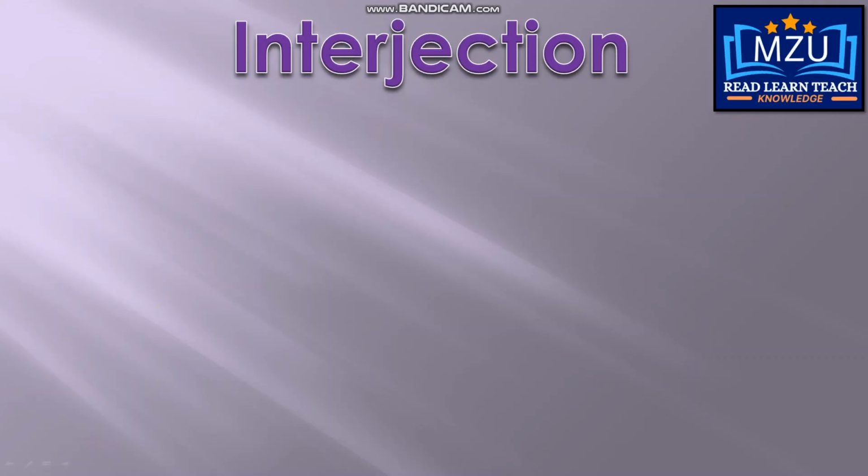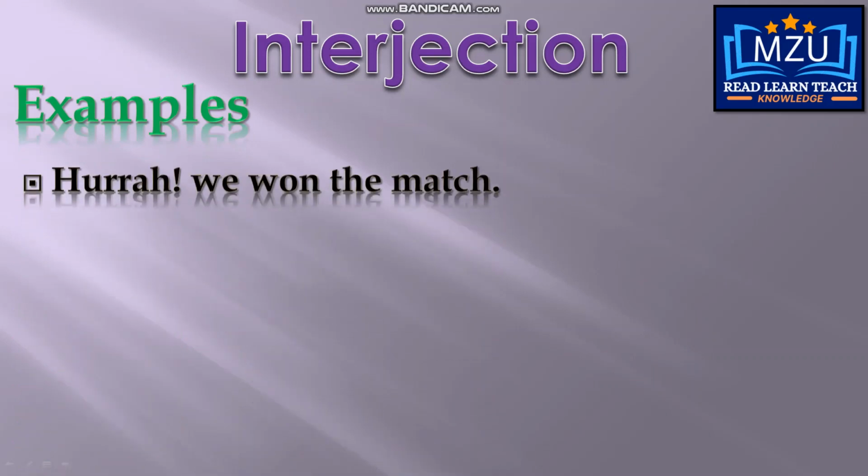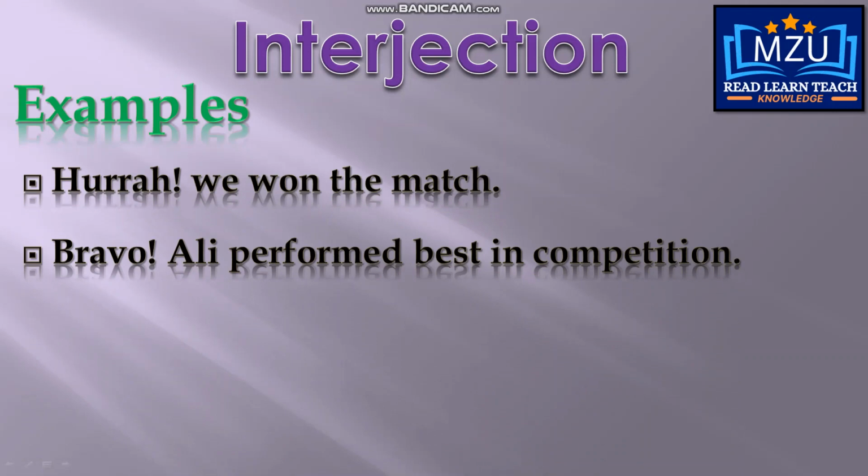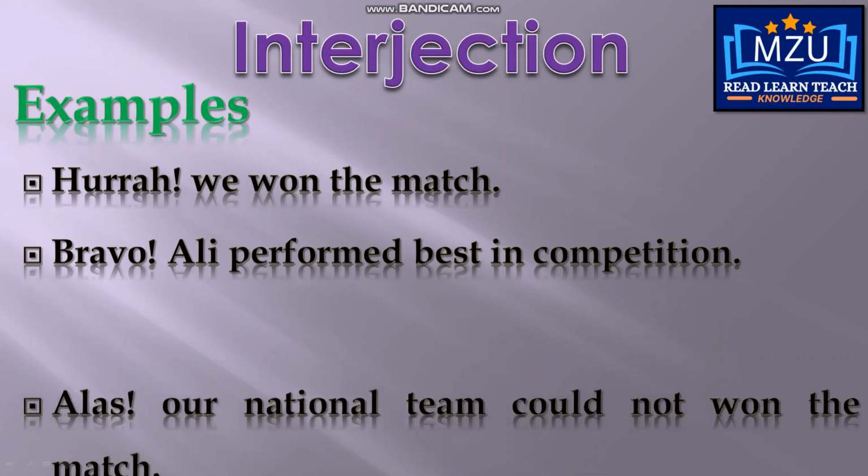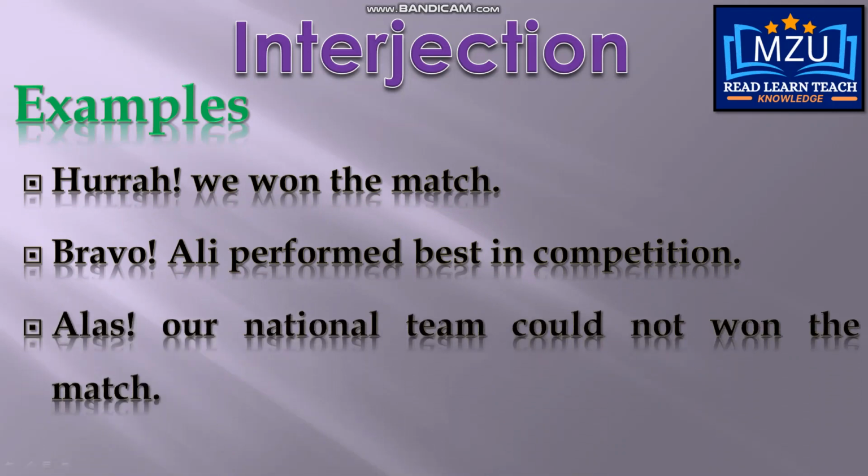Now, how are interjections used in a sentence? These are a few examples. Hurrah, we won the match. Bravo, Ali performed best in the competition. Alas, our national team could not win the match. So these are the examples of interjections which are used in sentences.